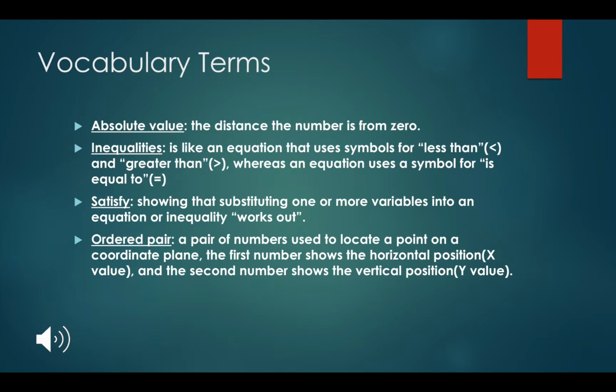An ordered pair is a pair of numbers used to locate a point on a coordinate plane. The first number shows the horizontal position, or the x value, and the second number shows the vertical position, the y value.